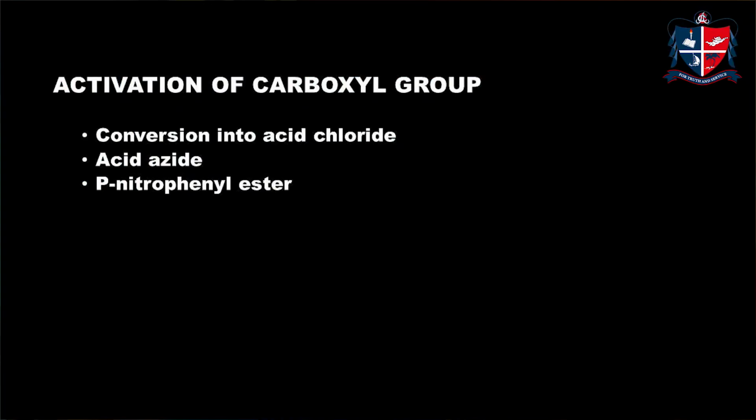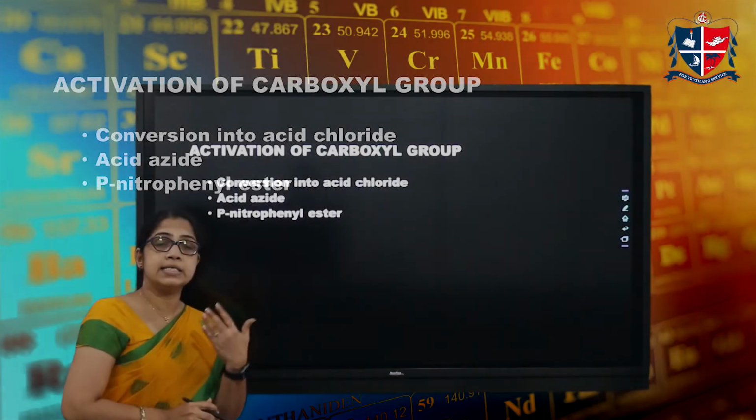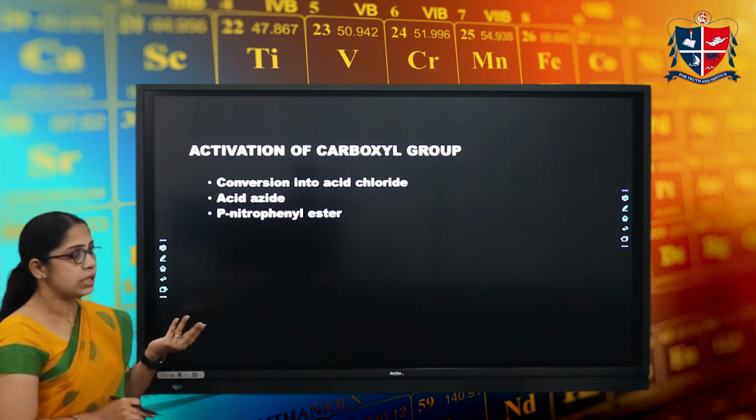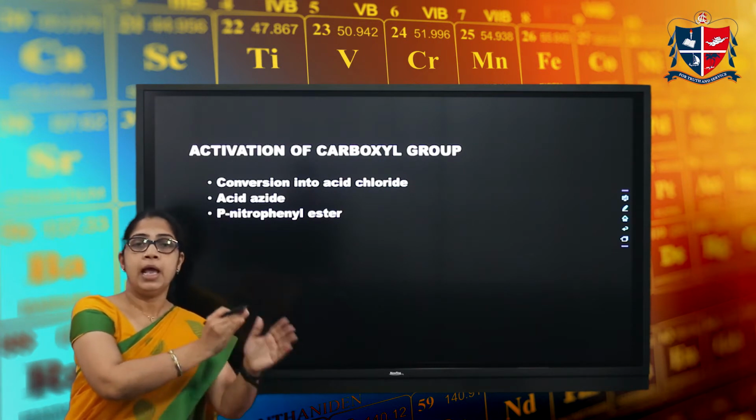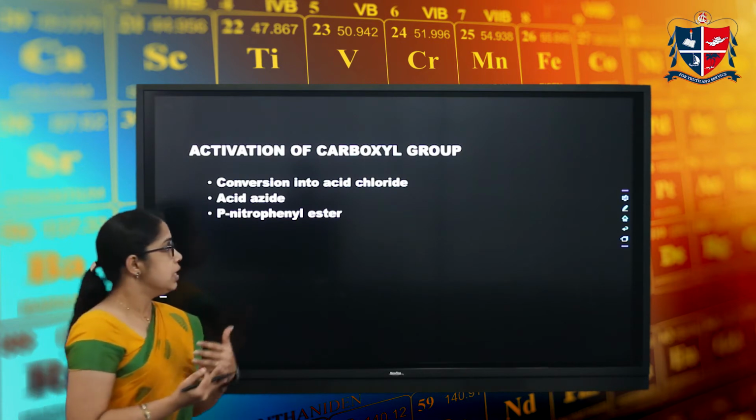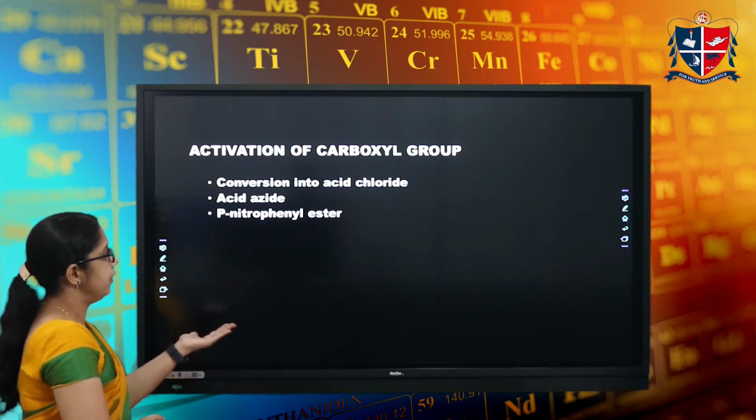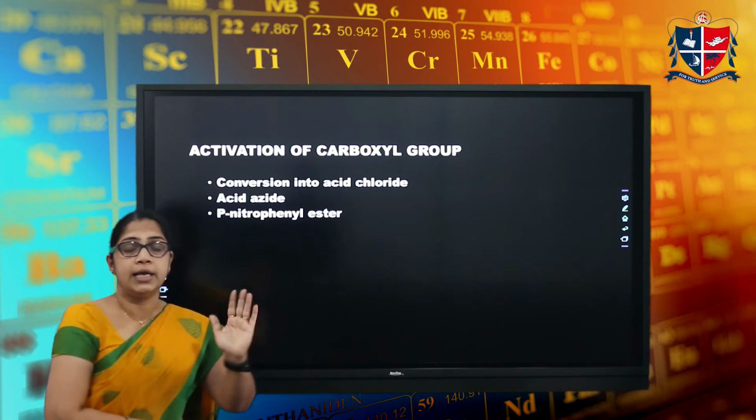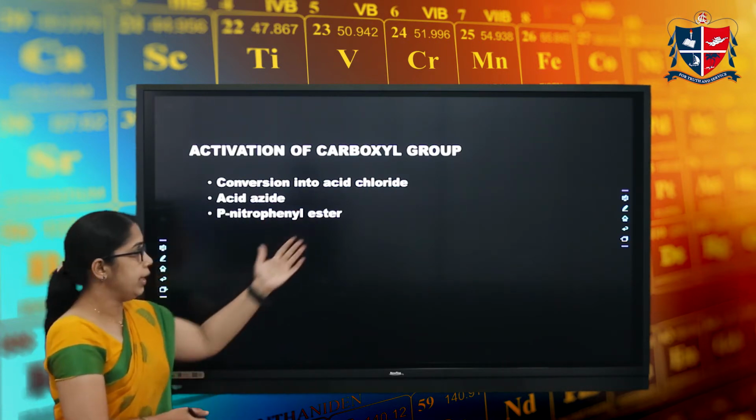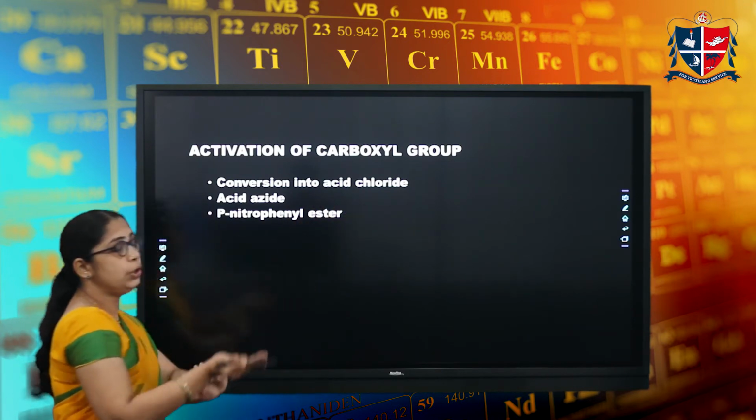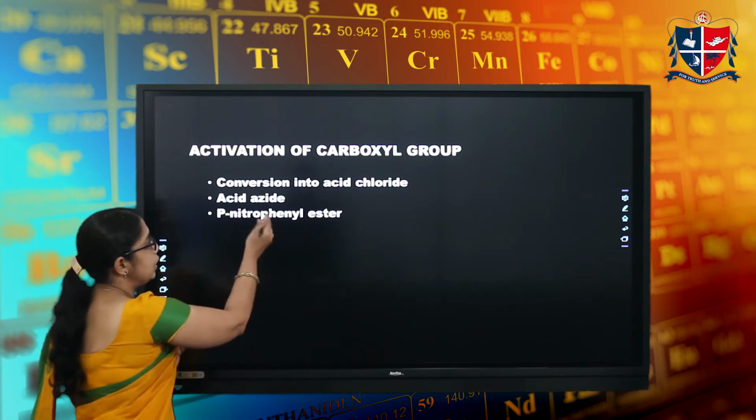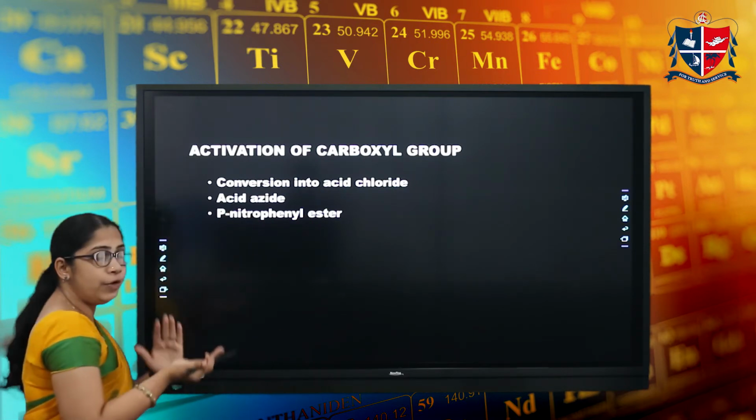And in method 1, I discussed the activation of the carboxyl group. That is, first we protect the NH2 group, and second we activate the carboxyl group. So how is this carboxyl group activated? COOH can be converted into COCl, like an acid chloride. COOH can be converted into COCl, or into an acid azide or a paranitrophenyl ester.